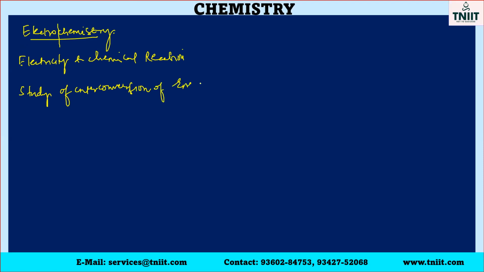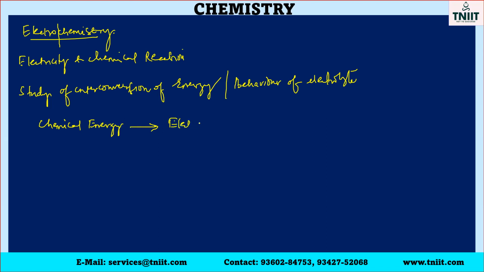Not only interconversion of energies, but also in this chapter we study the behavior of electrolytes. Now, when we say interconversion of energies, one is chemical energy converted to electrical energy. The cell which converts chemical energy into electrical energy is called an electrochemical cell. An example for an electrochemical cell is a dry cell. For a torch, we use a dry cell.